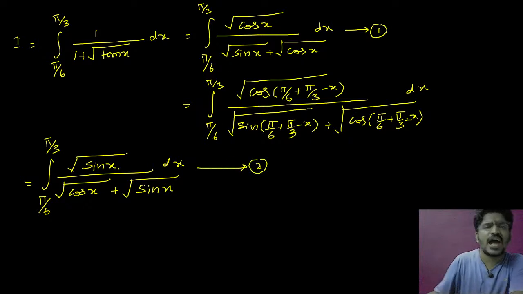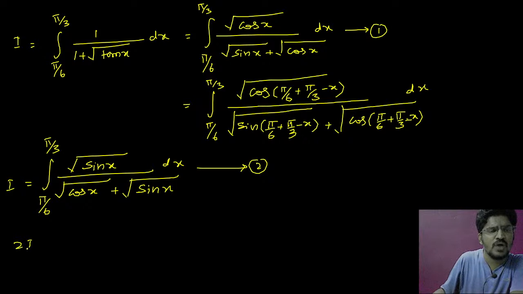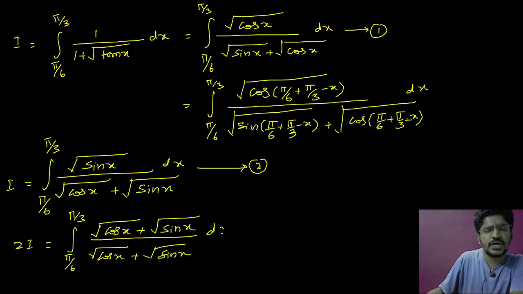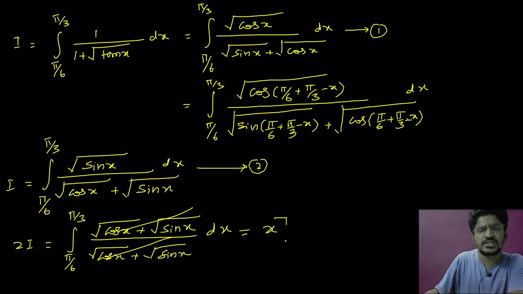Now adding 1 and 2. This will be I. Adding 1 and 2, I plus I will become 2I. That will be from pi by 6 to pi by 3, root of cos x plus root of sin x divided by root of cos x plus root of sin x with respect to dx. Cancel the terms. Integration of 1 is going to be x from pi by 6 to pi by 3.